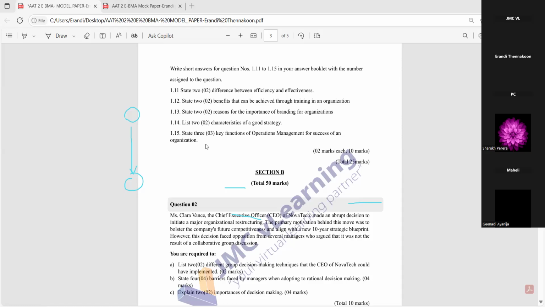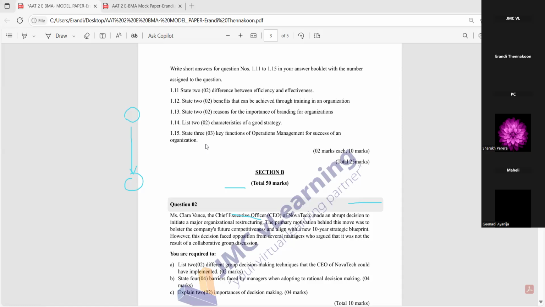Okay, so state three key functions. What are they? We are talking about supply chain management, right? Forecasting demand, capacity planning, layout designing, production scheduling, quality management. So these are the key functions. So you have to state, only state, right?